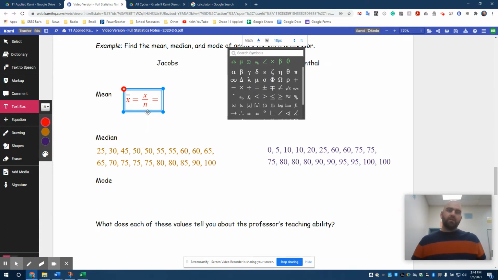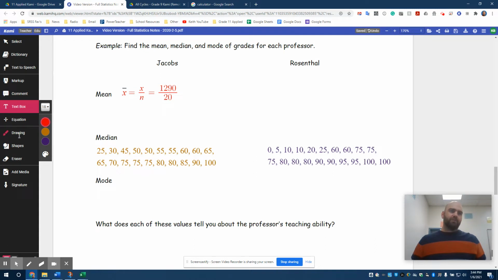And when we do this, if we add all of these together, I'm going to do this a little bit quicker. If we add them all together, we get 1290, and there are 20 of them, so we divide by 20. Again, this is the way that we would solve for our average. I'm going to quickly put in my summation sign there.